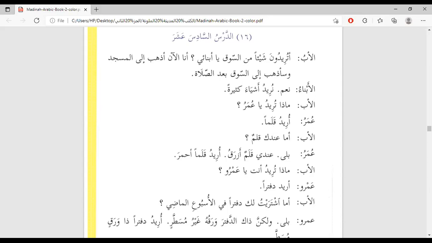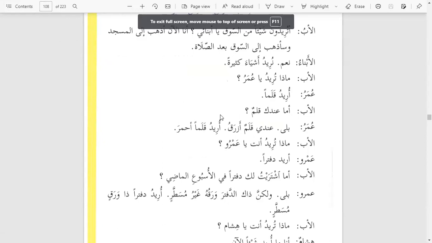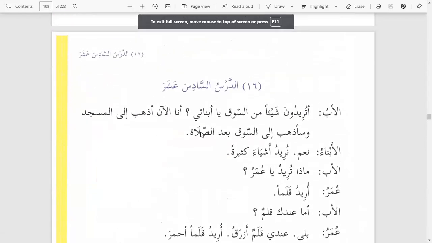As we remember, we already started this lesson and we went through the first page. So do you remember anything that we learned in the first page? No? Okay, ad-darsu as-sadis ashara. Now, have you noticed something here? Here we have ad-darsu, and here it has as-sadis ashara. Why is it not ad-darsu as-sadisu? Did you think about it, or did you ever notice why?